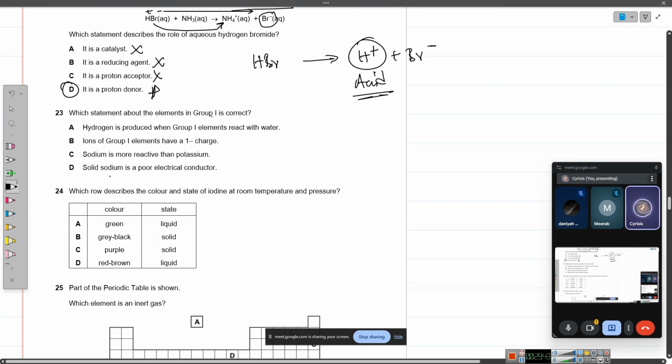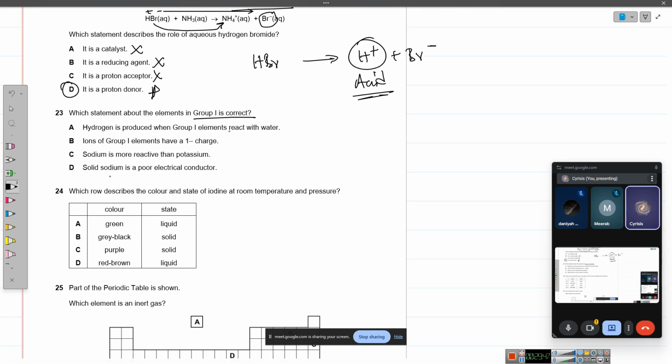Which statement about the elements in group 1 is correct? Hydrogen is produced when group 1 elements react with water, right? That is correct, plausible, right? Because if I take sodium and react it with water, it's going to form sodium hydroxide, and obviously we'll see some bubbling and splashing coming out.